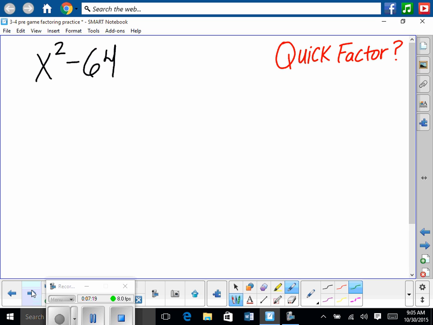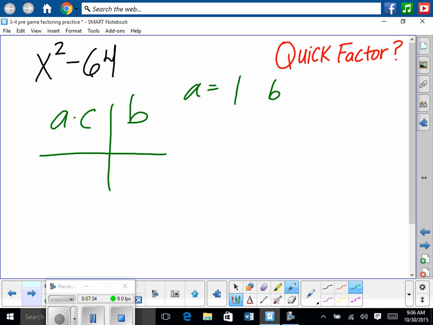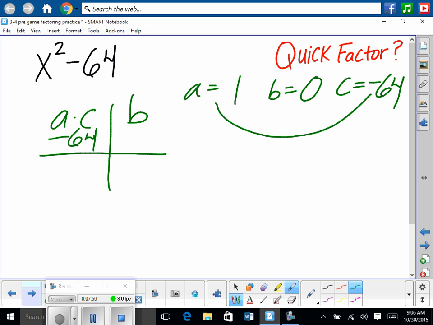Looking at this one, last one. X squared minus 64. Can this one quick factor? Yes, right? A is 1. So we're going to do what multiplies to be a times c and adds up to be b. What's a? What's b? What is b? 0 and c? Negative 64. Does everybody see how b is 0? Okay, so we're doing what multiplies to be negative 64 and adds up to be 0.